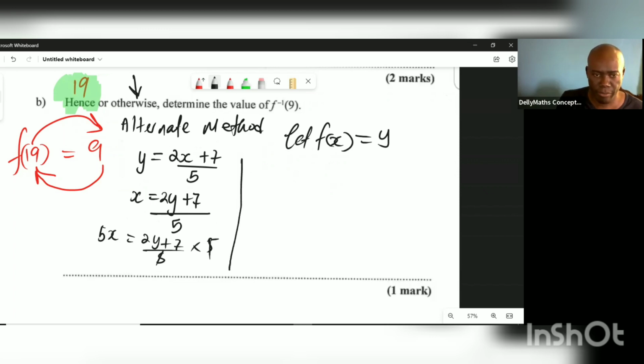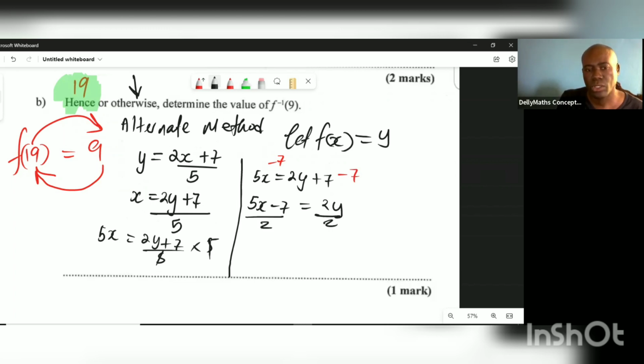So we'll get 5x, which is equal to 2y plus 7 over 5, and it cancels. You could see that canceling right there. So I have 5x is equal to 2y plus 7, right? And then I'll subtract 7 from both sides. So I'll have 5x minus 7 is equal to 2y. Then I'm going to divide by 2. So y is equal to 5x minus 7 over 2, which means that the inverse of f of x is equal to 5x minus 7 over 2.